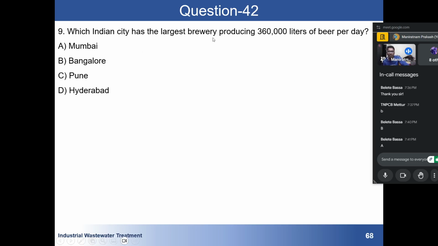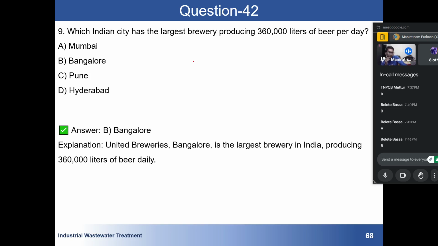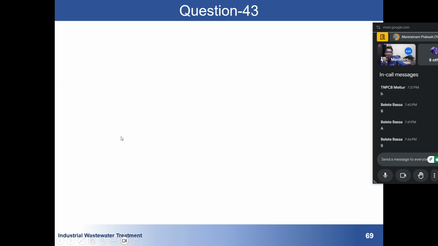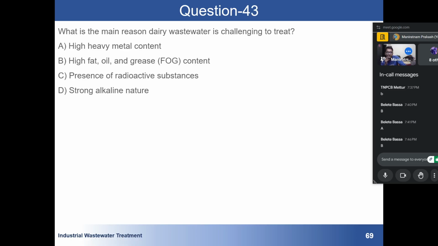Which city has the largest brewery producing this many liters of beer per day? B, Bangalore. Yeah, I think you are able to answer. You have gone through the lectures. Good. Bangalore has the largest brewery.